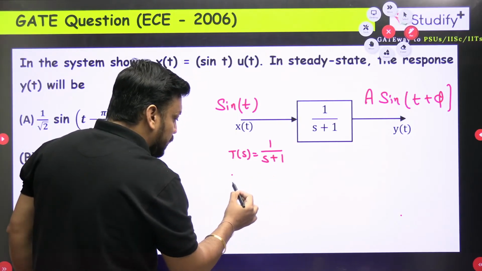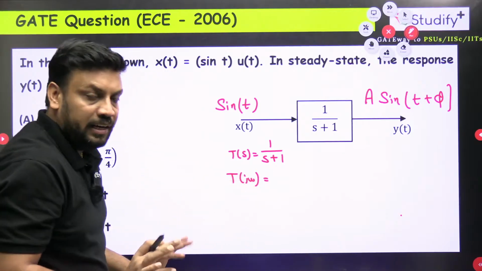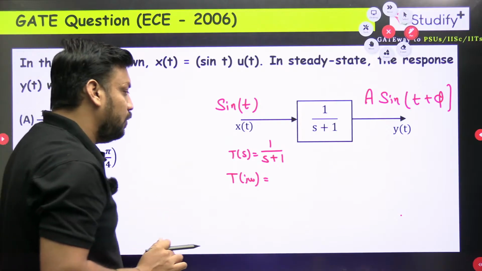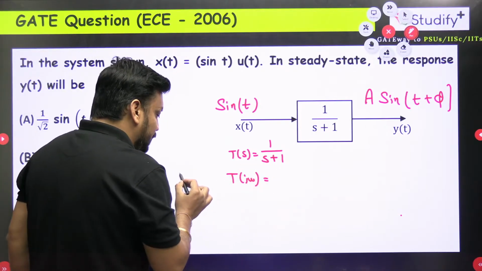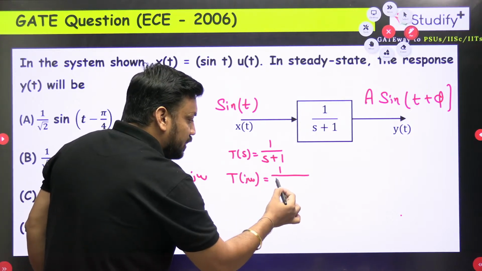I am explaining the first question, that is why each and everything we are explaining in detail. So first is the transfer function we should note: T(s) equals 1 upon s plus 1. Now wherever there is s, you have to put j omega. In this transfer function s is in one place only, so substitute j omega here.